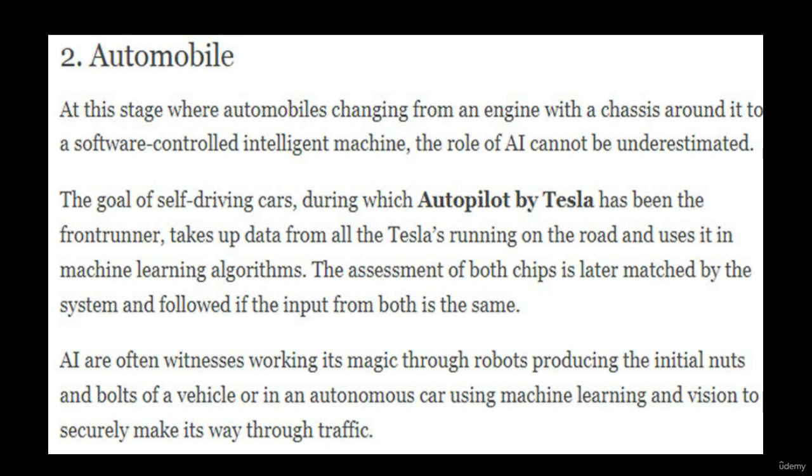Automobile. When we talk about automobile usage, at this stage automobiles are changing from engines and chassis to software-controlled intelligent machines, a role AI cannot be underestimated in. The goal of self-driving cars, like Autopilot by Tesla, is very important nowadays, and is achieved with the help of AI and machine learning algorithms, which help the automobile industry grow. All the self-driving cars use AI technologies and are changing the world. AI is often witnessed working magic through robotics, producing aircraft, boats, and vehicles, and automated cars using machine learning and computer vision.